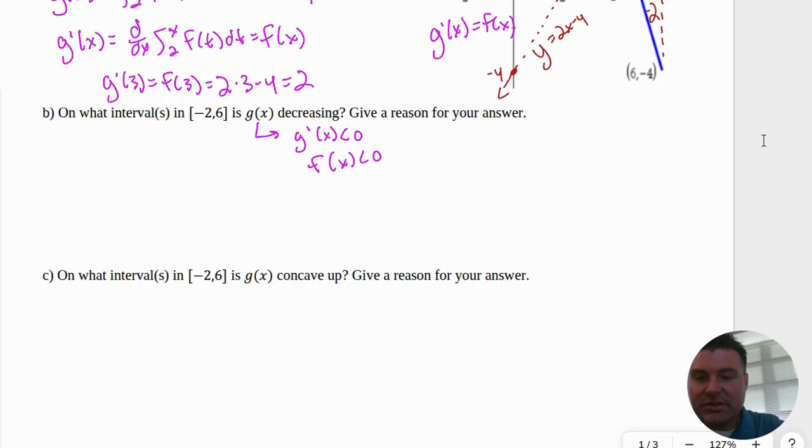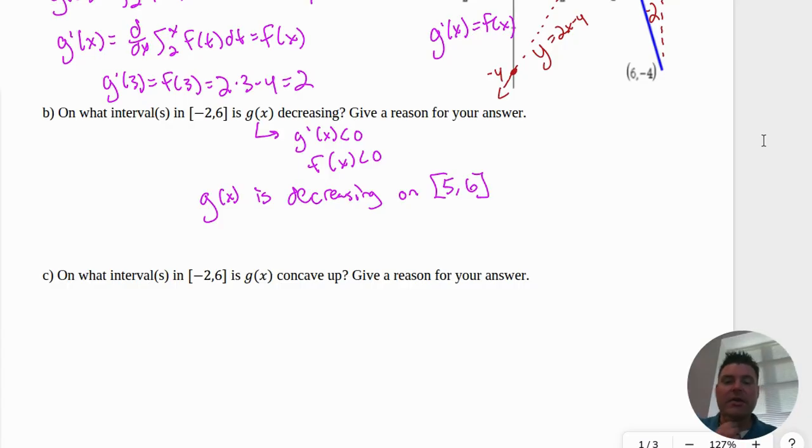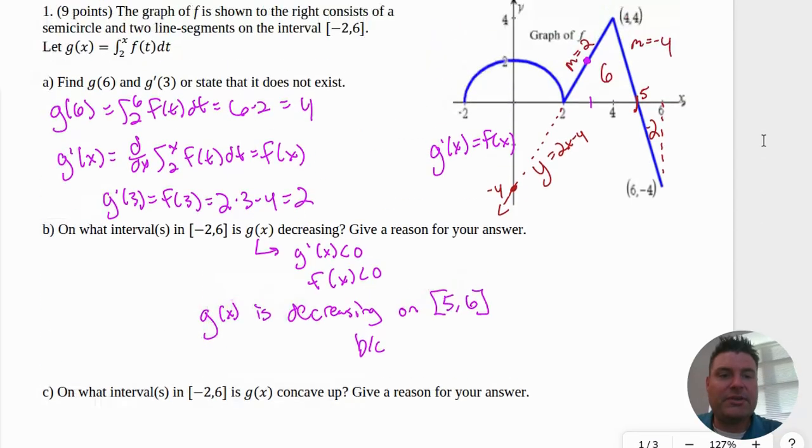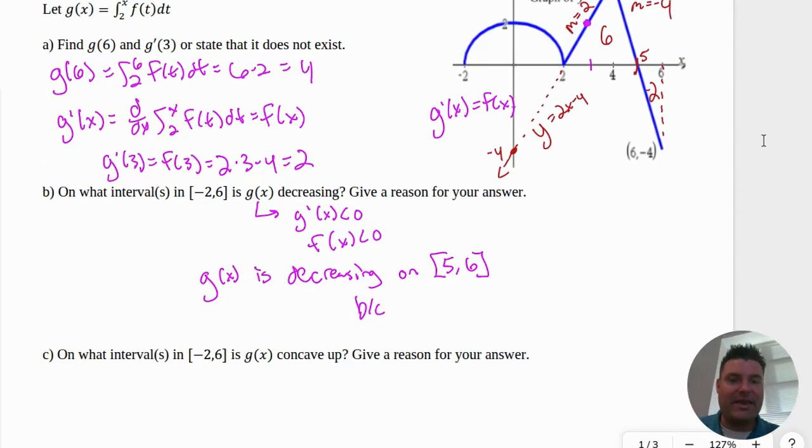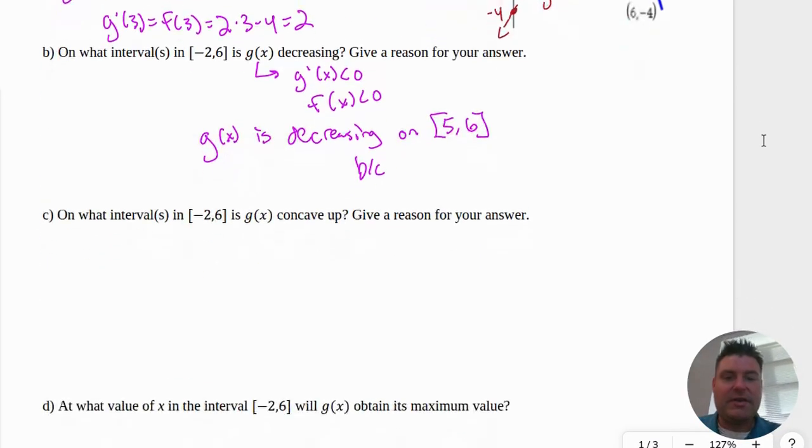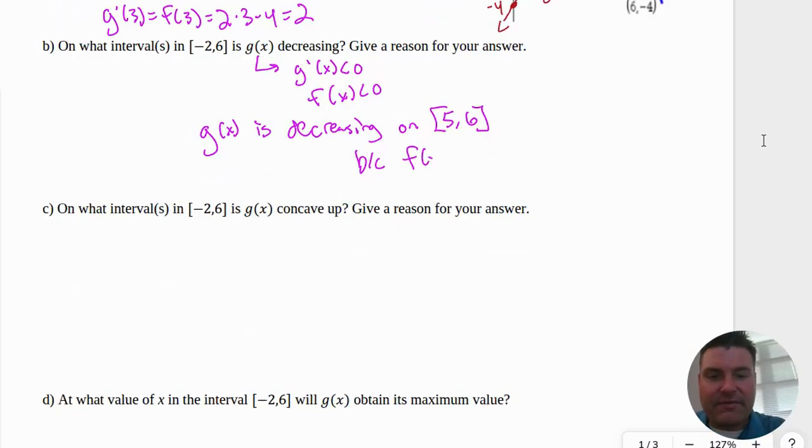So g of x is decreasing on, I always include the endpoints. You can watch one of my other videos to see why I include the endpoints here. G of x is decreasing on 5 to 6 because, and I cannot talk about g, I can only talk about f. And the reason I'm allowed to talk about f is because I know that g prime is equal to f, because f of x is negative.